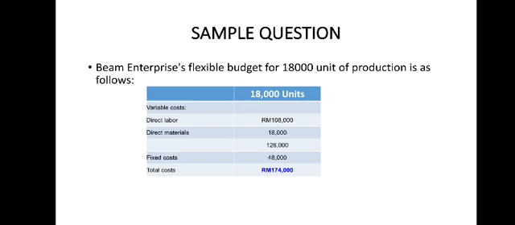Beam Enterprise's flexible budget for 18,000 units of production is as follows. Let's see the budgeted data. The unit of production is 18,000 units, and there are two variable costs. Direct labor cost is budgeted at 108,000. Direct material cost is budgeted at 18,000. So the total budgeted variable cost is 126,000. The fixed cost is budgeted at 48,000. So the total budgeted cost, which is the variable cost plus the fixed cost, is equal to 174,000.